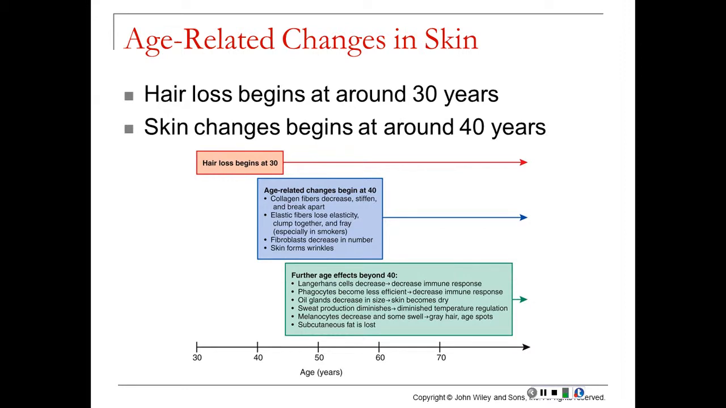Beyond age 40, you're going to see a decrease in immune response because those Langerhans cells and phagocytes become less effective. The oil glands are going to decrease in size, so the skin's going to become drier as you age. Sweat production is going to decrease as well, which means you're going to have a harder time regulating your temperature. The melanocytes decrease, and that can cause age spots. It can also cause gray hair, because some of the melanocytes, instead of decreasing in number, are going to swell and get bigger. The subcutaneous fat is lost, which is why skin appears saggier at older ages, and hence the wrinkling as well.